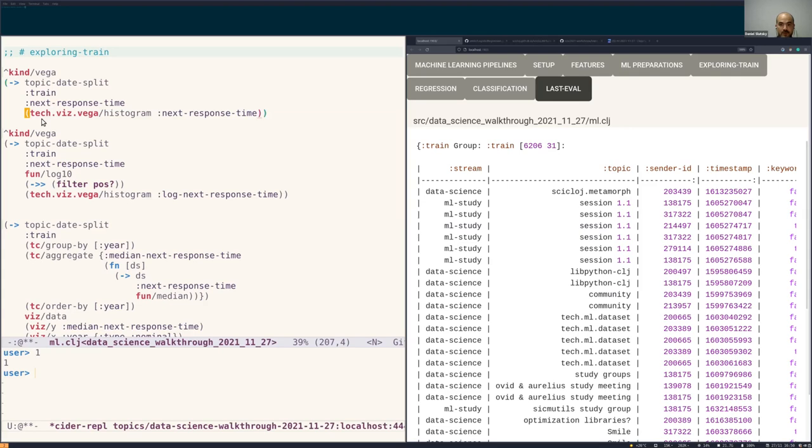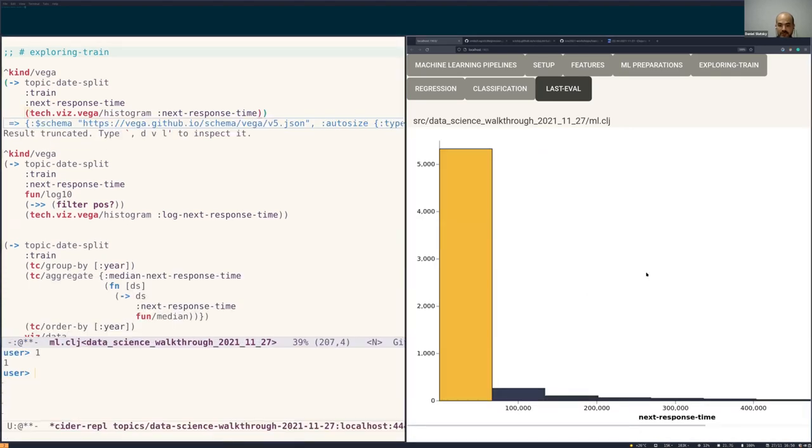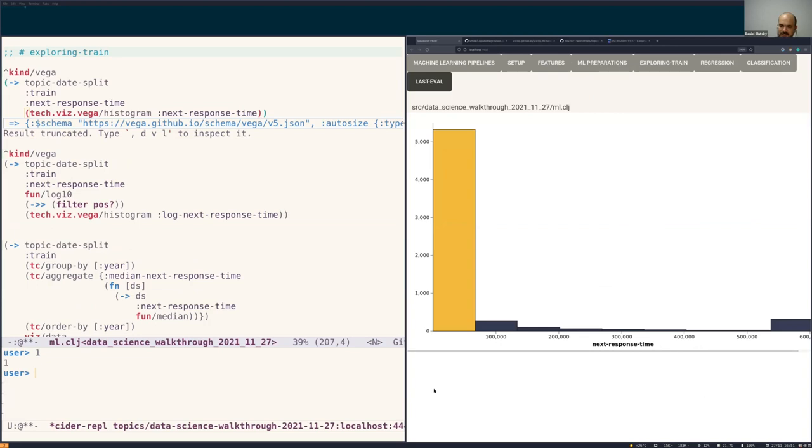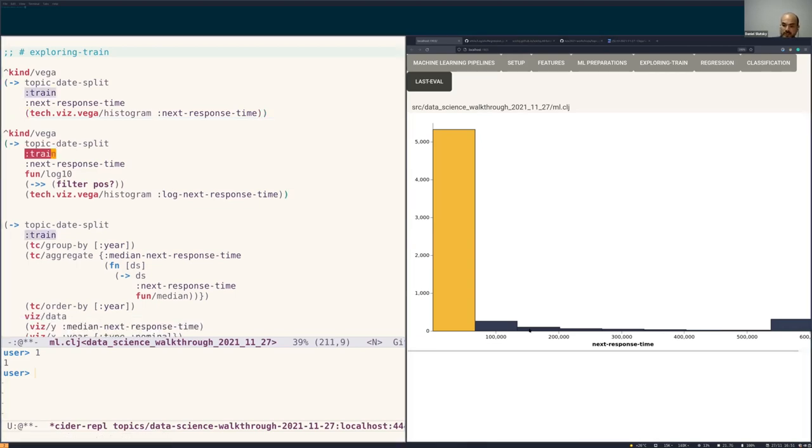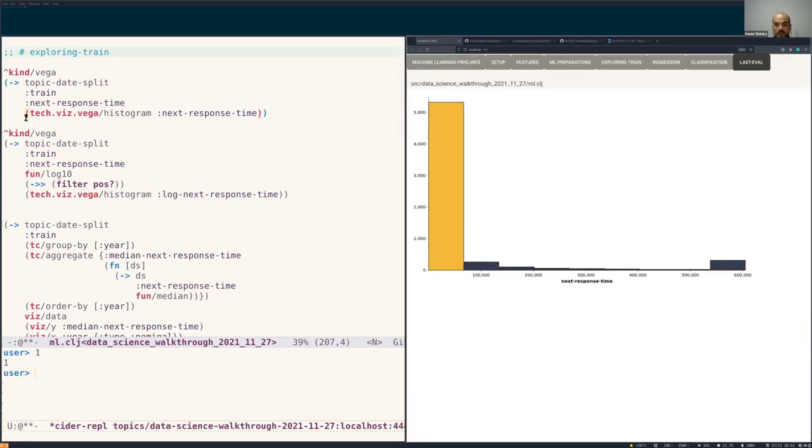So for example, what about this next response time, which is the thing we wish to predict? You see, that is a histogram of it. What is a histogram? A histogram is this idea of counting in bins so that we get some idea of the shape of the distribution. You see, there are some values which are not very frequent but very big compared to the typical values, which are all here in this range, yellow. We are using this techviz library, which has this nice histogram function and quite a few other nice functions. So yeah, that is the histogram.